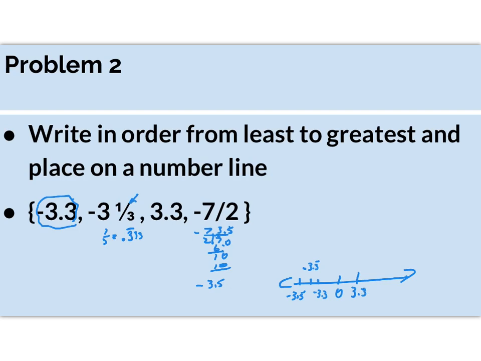But that's the end of this video. We compared and ordered decimals, and we put them on a number line.